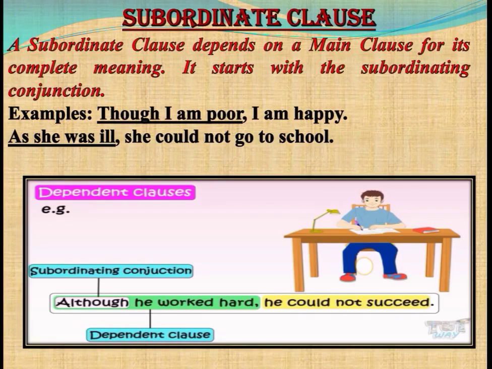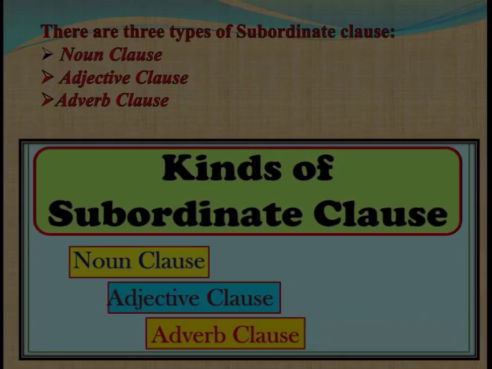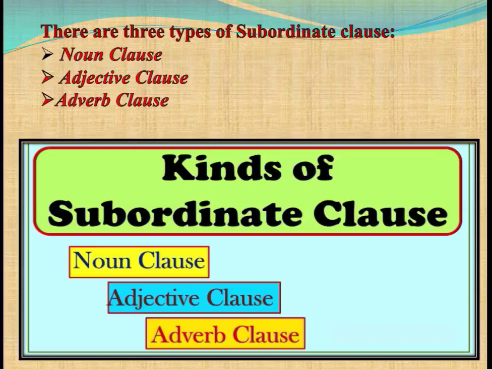Now, the types of subordinate clauses are noun clause, adjective clause, adverb clause. There are others, but these three we will learn: noun clause, adjective clause, adverb clause.